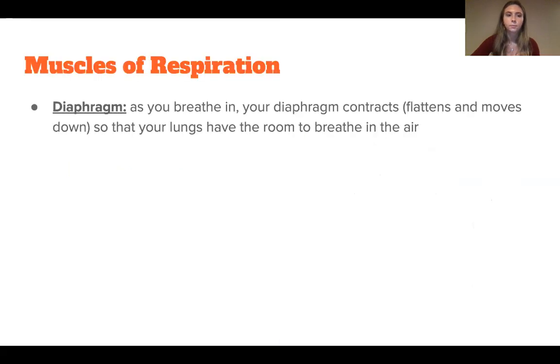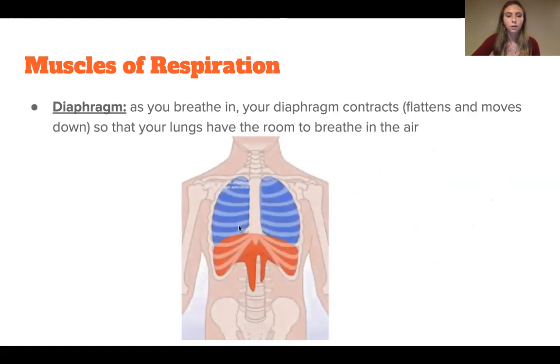So the muscles of respiration. As you breathe in, your diaphragm contracts, otherwise known as flattening and moving down, so that your lungs have the room to breathe in the air. So if you think about it, when you take a deep breath in, your lungs are expanding as well as your rib cage. And the diaphragm is actually getting smaller so that the lungs have that room to expand. And in this picture right here, the diaphragm would be the red section, and that would get smaller as the lungs expand.